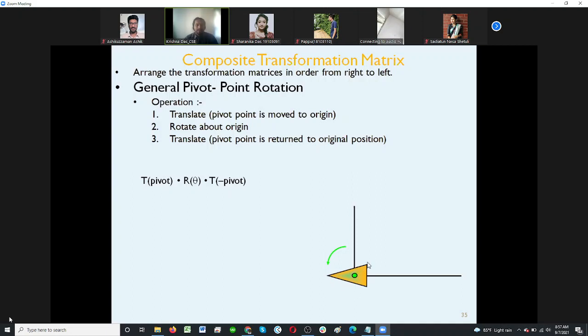Now what we need to do is apply that same translation factor that we applied the first time. Now we apply that one, and then the object will move to the previous position. Okay, now this is the actual transformation function that we wanted to apply, right? Do you get it? Now this is called general pivot point rotation.